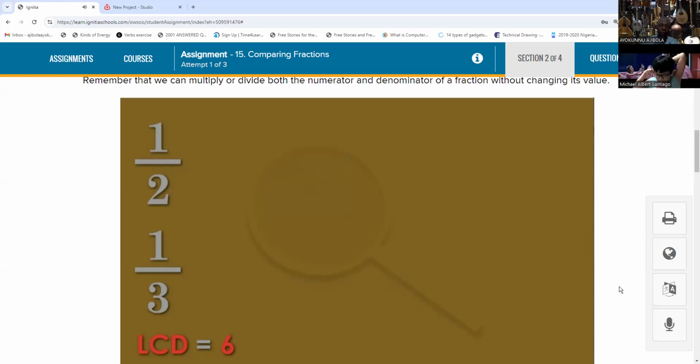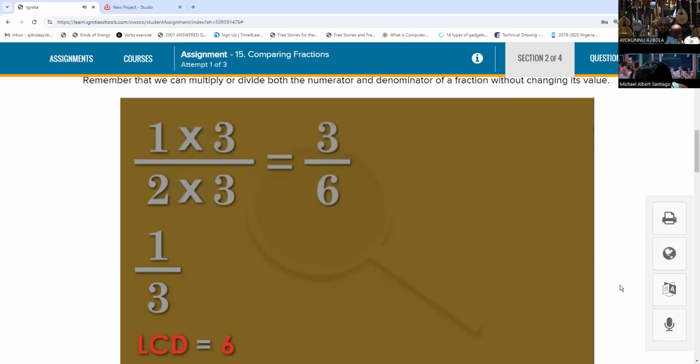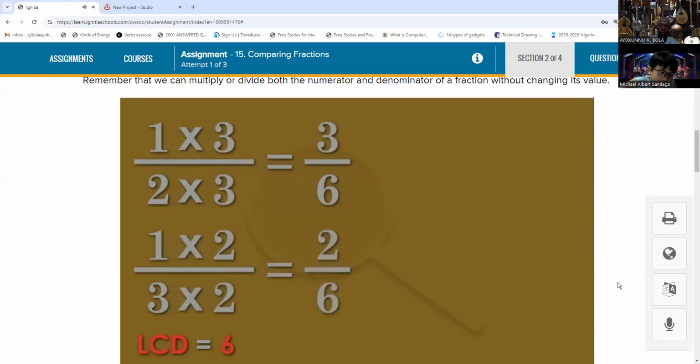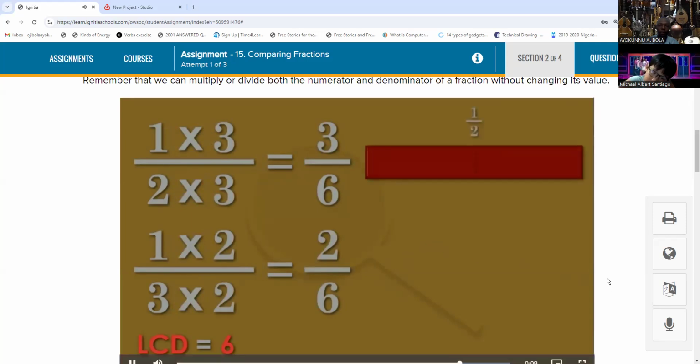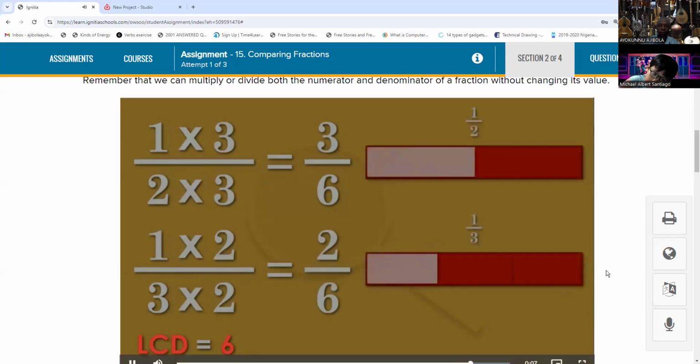To rewrite 1/2, multiply both the numerator and denominator by 3. So 1/2 is the same as 3/6. To rewrite 1/3, multiply both the numerator and denominator by 2. So 1/3 is the same as 2/6. Using the models of 1/2 and 1/3, we can see that 3/6 is larger than 2/6 because 3 is larger than 2.